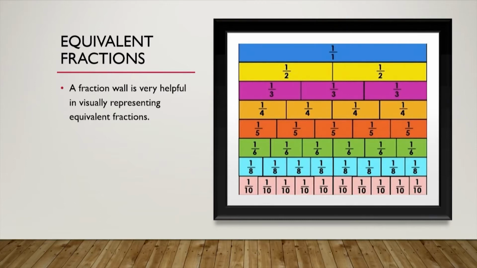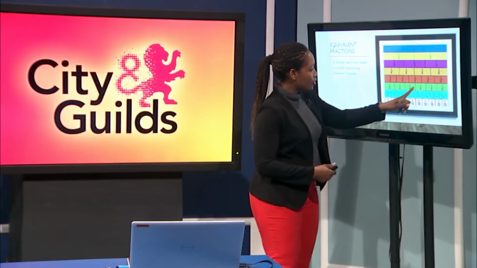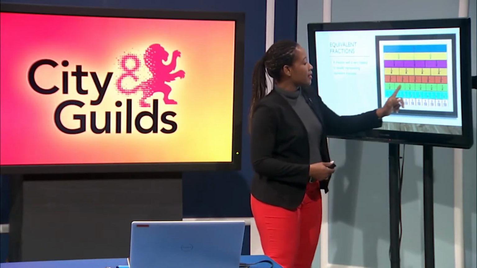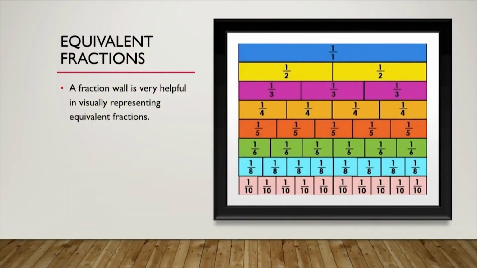Now, when you look at this fraction wall, you can pretty much pick out some equivalent fractions. So let's look at a half. If you look where that half line is, what other fractional part can represent a half? So you want to go straight down with your finger and look at it. So 2/4. So 2/4 is equivalent to a half. And if you were to continue down, 1, 2, 3, 3/6 is equivalent to a half. That line is the same. Remember, it's the same whole.